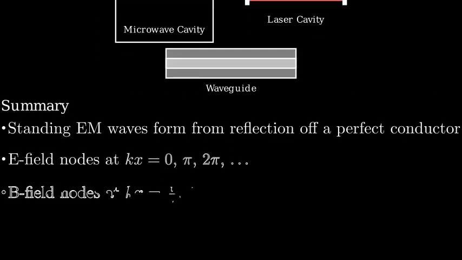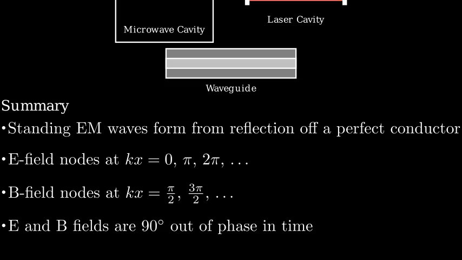To summarize what we've learned: 1. Standing electromagnetic waves form when an EM wave reflects off a perfect conductor. 2. The electric field has nodes at positions where kx equals 0, pi, 2 pi, and so on, which corresponds to multiples of half wavelength from the conductor.